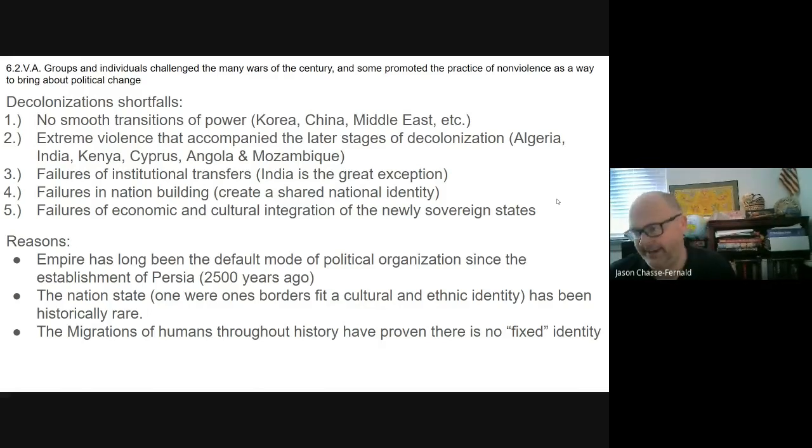Right, China. What is China's transition? We see the fall of the Qing dynasty in 1911 and the establishment of a nationalist regime under Sun Yat-sen.